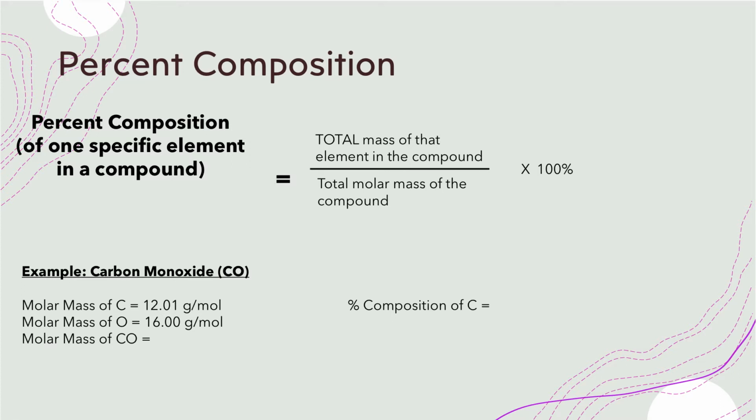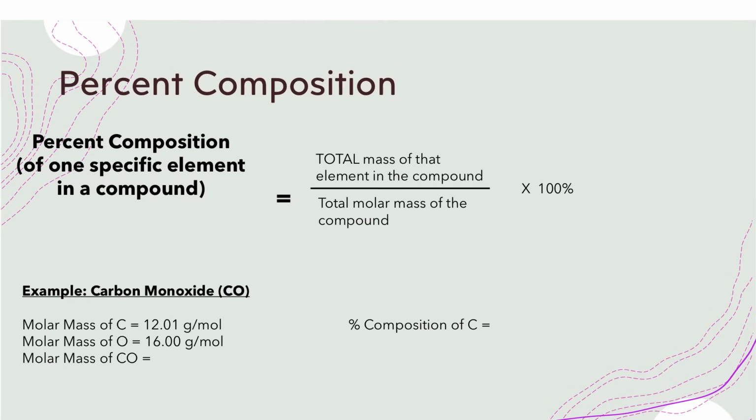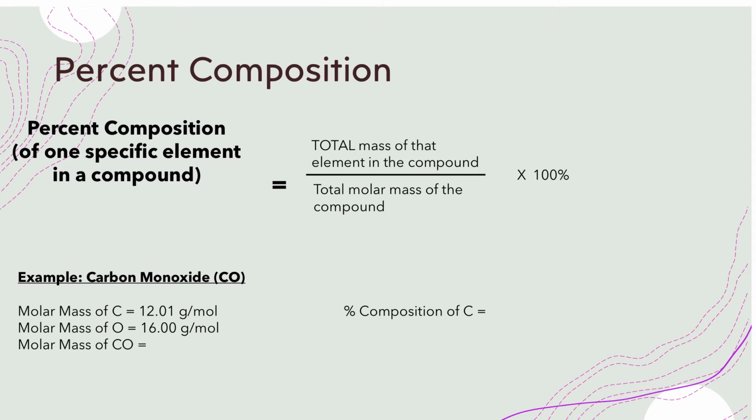So the formula for percent composition is part over the whole times 100, or the total mass of the given element that we're looking at over the total molar mass of the compound times 100%. So we can take a look at an example here. We have carbon monoxide, a pretty simple molecule made up of two elements. And so we need to know the total molar mass. So we're just adding up all the individual components, and we get 28.01.